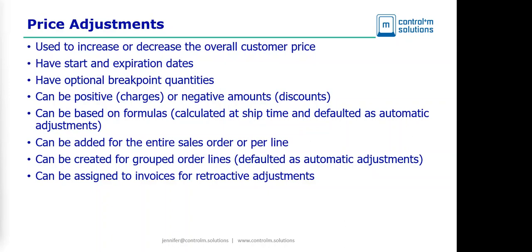Price adjustments are used on your customer orders, both 2-tier and 3-tier. The adjustments will increase or decrease the price that your customer will be paying at the time the order is shipped. Price adjustments have optional start dates and expiration dates, and you can also use breakpoint quantities on your price adjustments. They can be created based on a number of different criteria, and we'll visit those as we go through this session. Price adjustments can be positive or negative amounts, such as surcharges or discounts.